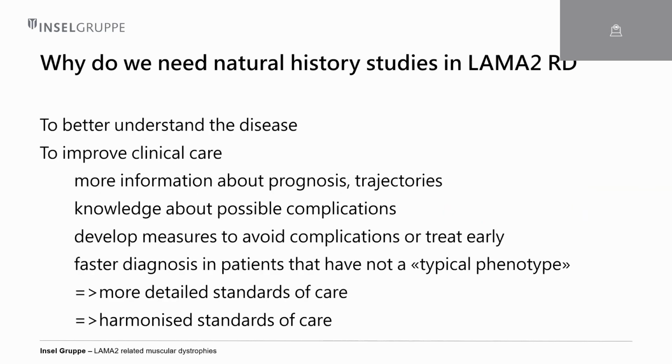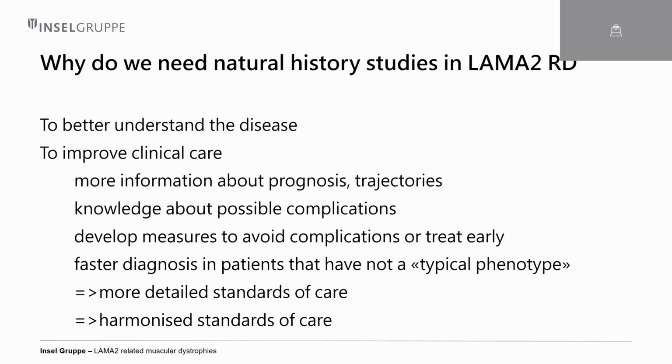So why do we need natural history studies? To actually better understand the disease. We now know quite well how the severe form evolves and how it presents, but we don't know that there are some in between. They are not all the same. So I think we need this information, because when we start a trial, we need to know how we think that this patient would evolve without the medication.